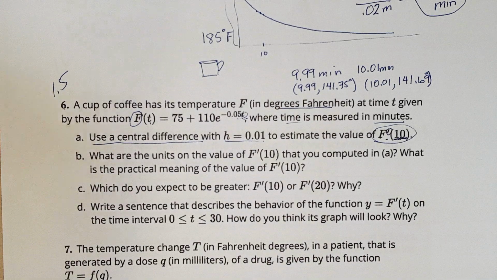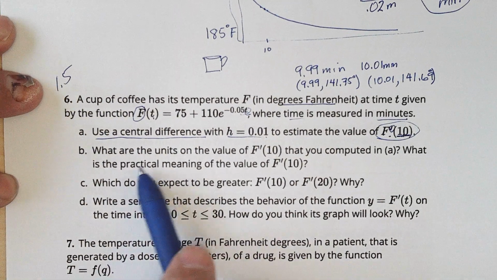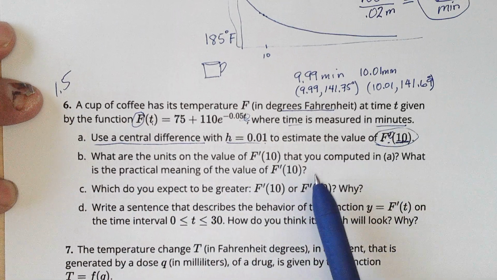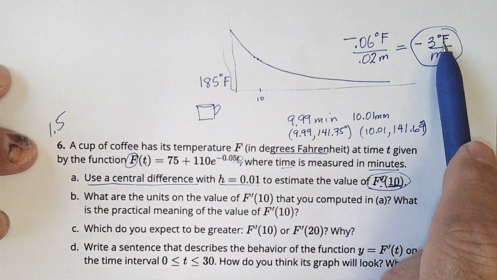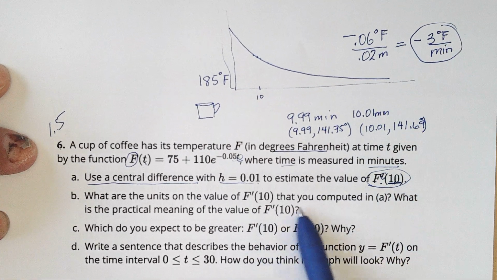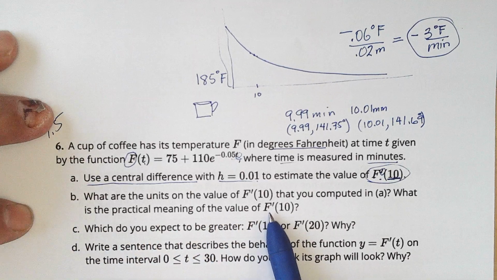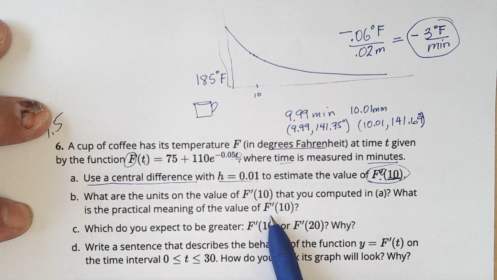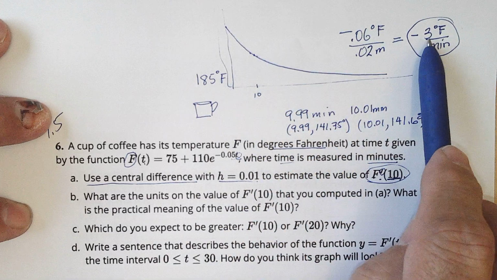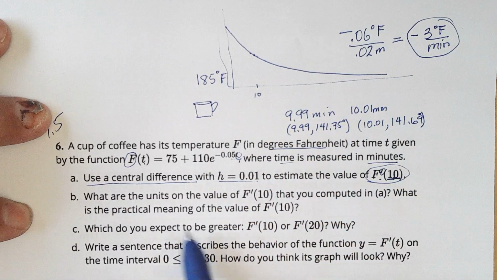Okay? All right. What are the units of this? So I got that, degrees Fahrenheit per minute. What is the practical meaning of this? So I've already explained it. It means that at around 10 minutes, it's losing 3 degrees Fahrenheit per minute.